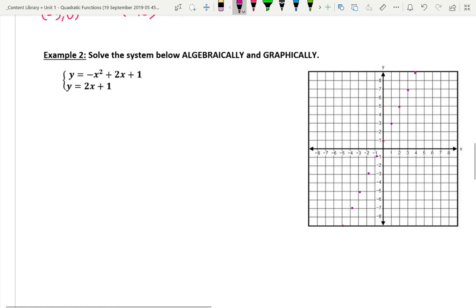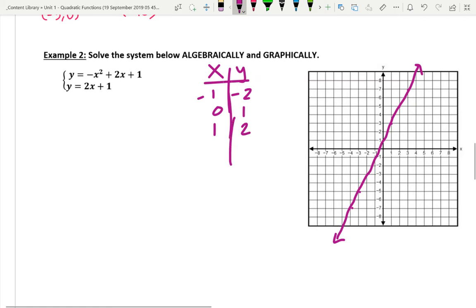If you need to review graphing lines, there's lots of fun videos on the internet about how to do that. So there's my best early morning line there. And then my quadratic, my parabola, I found those x and y values and I made a table on my own. And so those looked like (-1, -2), (0, 1), (1, 2), (2, 1), and (3, -2). So I'm just going to plot those points really carefully.